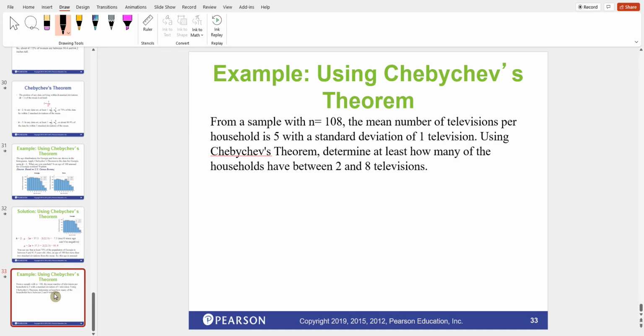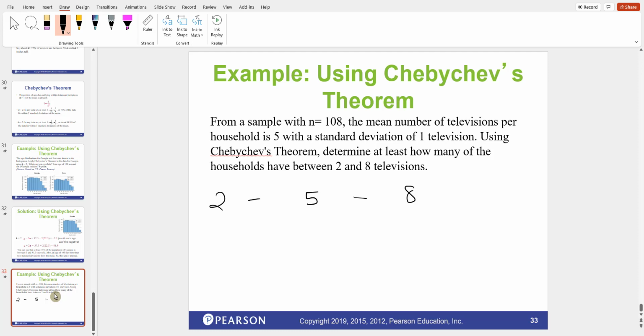This last example says, from a sample of n equal to 108, the mean number of televisions per household is 5, with a standard deviation of 1 television. Using Chebyshev's theorem, determine at least how many of the households have between 2 and 8 TVs. So they told you that the mean is 5, and it looks like it's going from 8 and then down to 2.